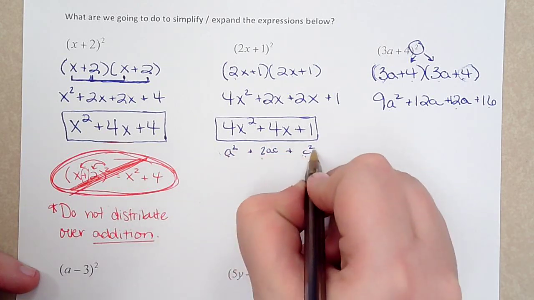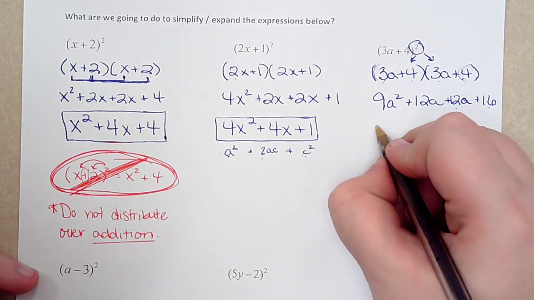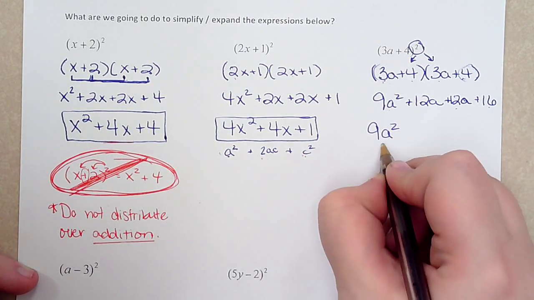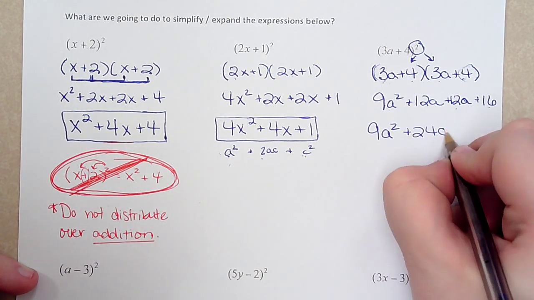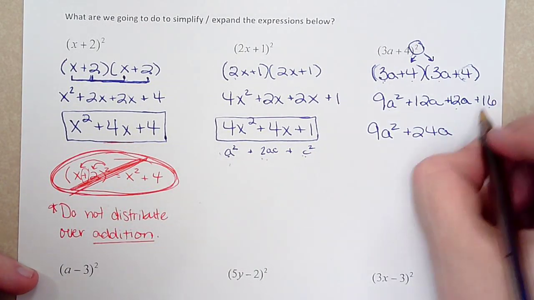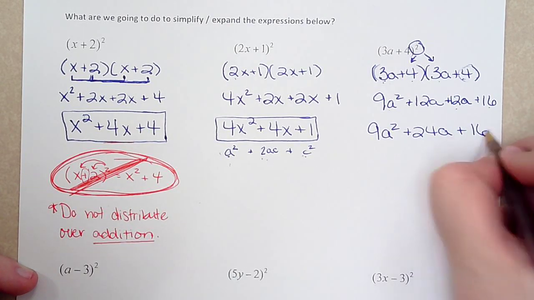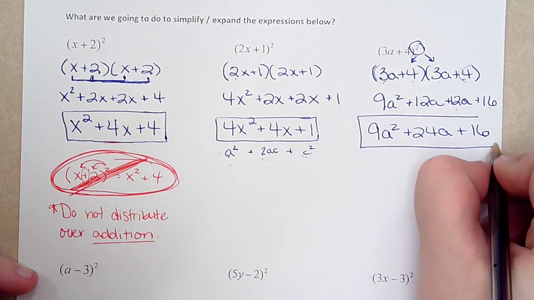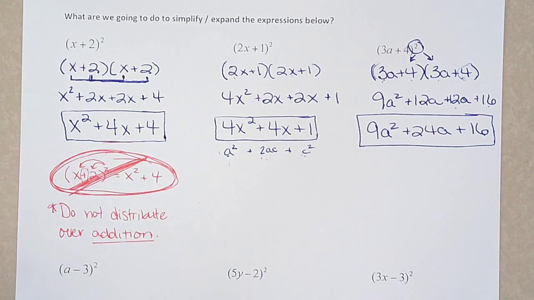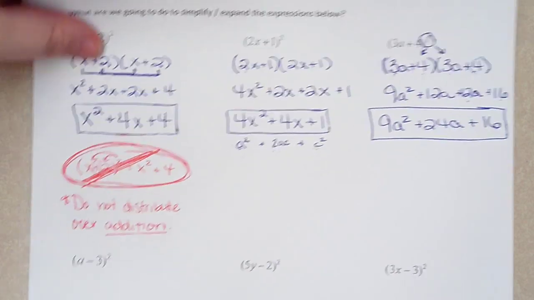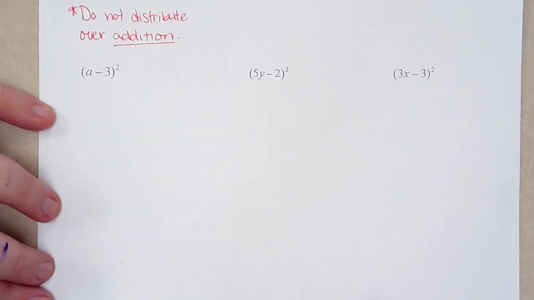So again, coming back to this equation, my final answer ends up being 9a squared plus 24a, that's my 2a, c, plus 16, that's my c squared, and my final answer. And we can do this with any type of equation, so I'm going to keep going. These ones I'm not going to explain.